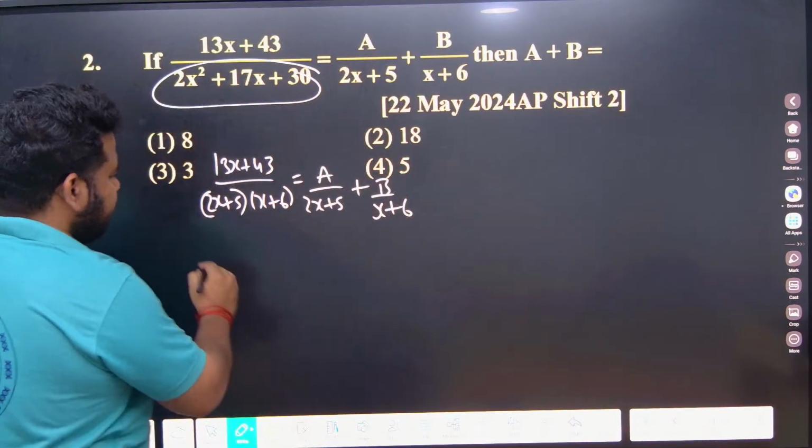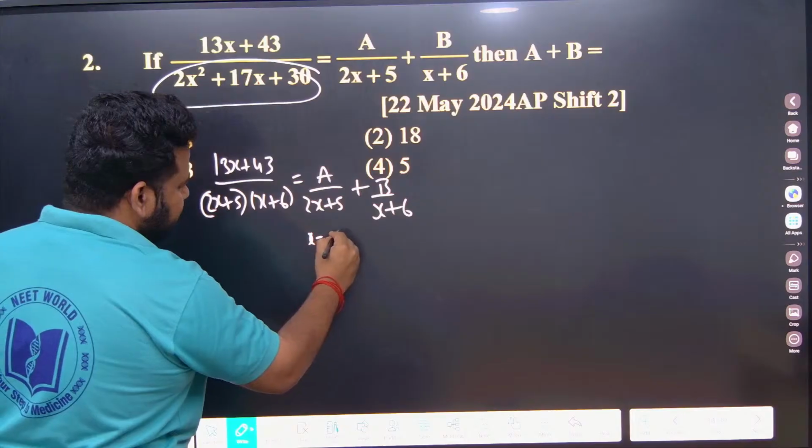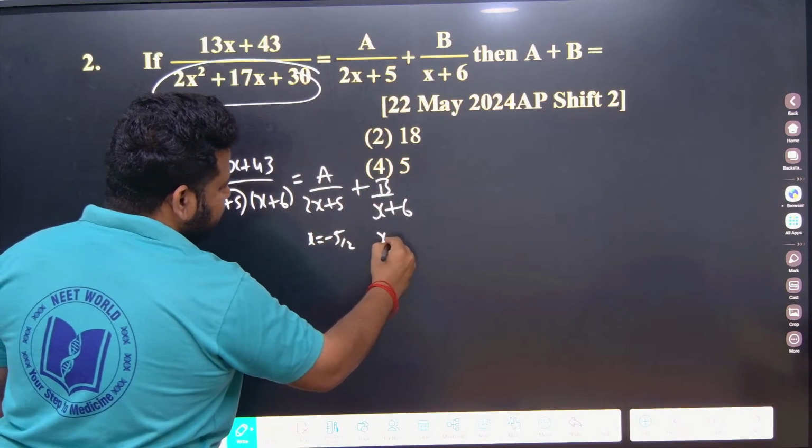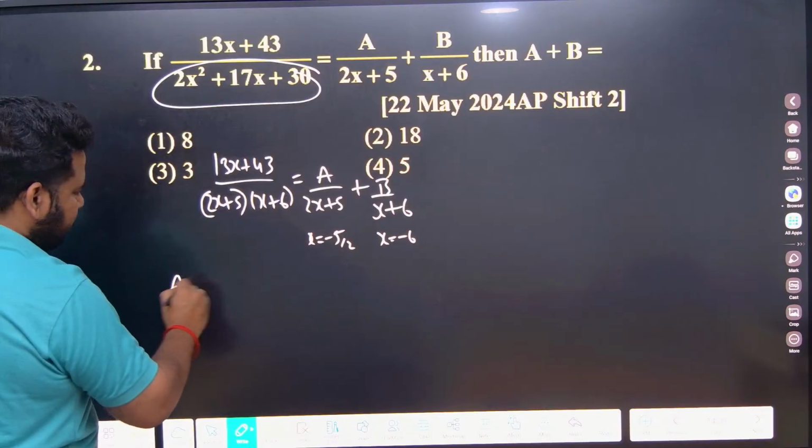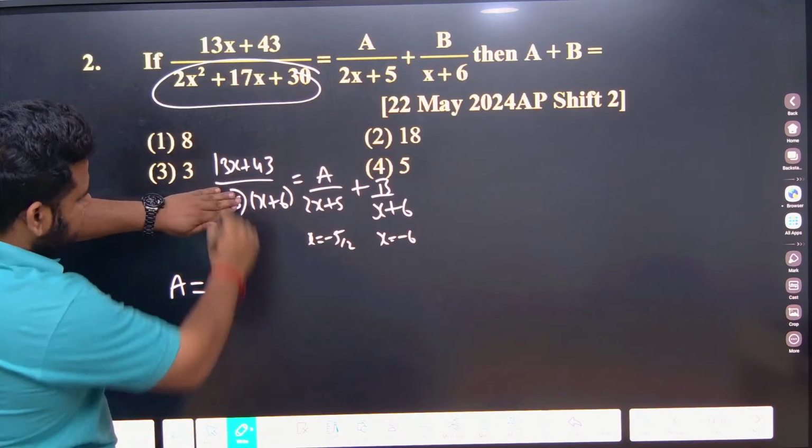So I want the a value. Here x value will be equal to minus 5 by 2. Here x value will be equal to minus 6. I am telling about the x value, not the a and b value. Now I want to find the a value. If I have to find the a value, I should close this factor and take the remaining values.